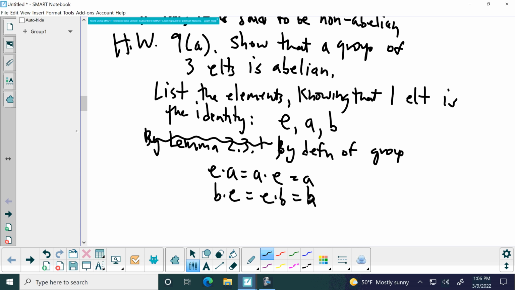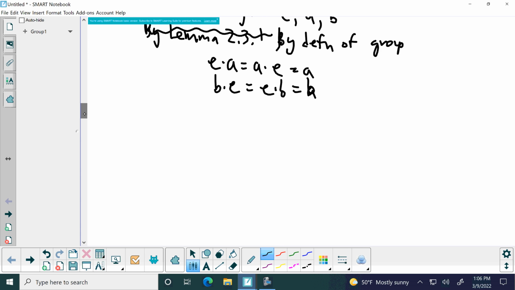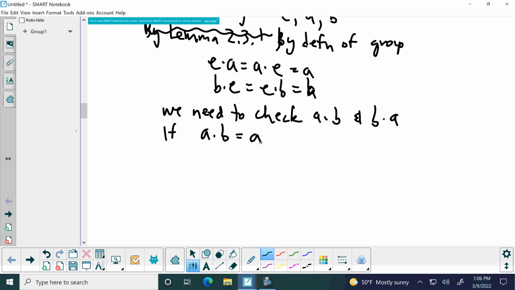Okay? So now we only need to check A times B and B times A. Now, if A times B is equal to A, then B is equal to E. This is by lemma 2.3.2. That's the cancellation. So if A times B is A, then I can cancel out the A's. I get B is equal to E.